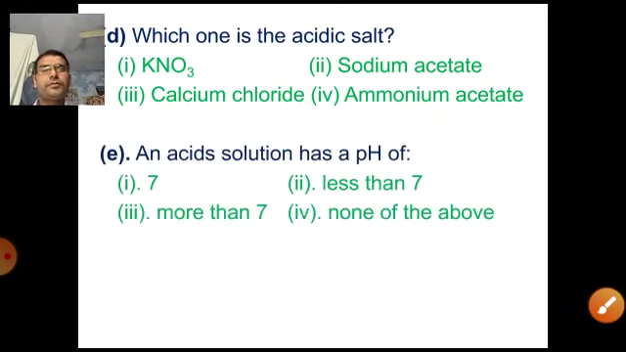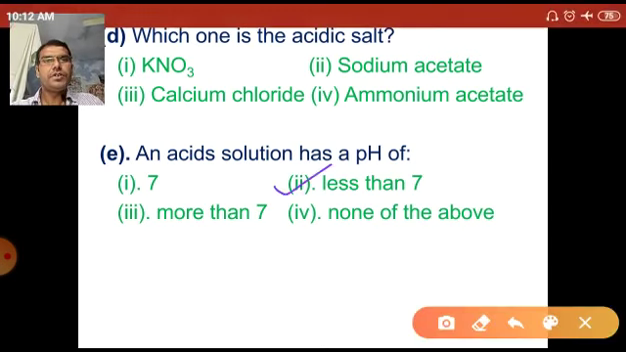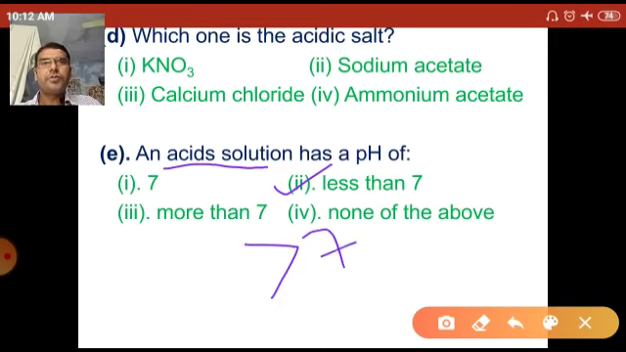Now the next question. An acid's solution has a pH of, so as you know, an acidic solution has a pH of less than 7. If the value of the pH is less than 7, that is an acidic solution. If the value of pH is 7, then it is a neutral solution, and if the pH value is greater than 7, that is a basic solution.